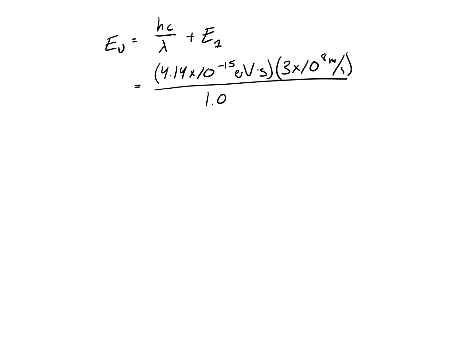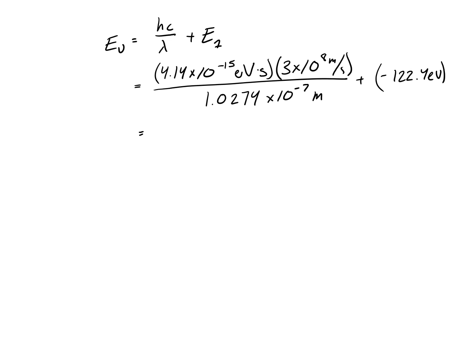Because light is in meters, I need to use my value in meters. So I think it's 7.4 times 10 to the negative 7 meters, plus the energy level for my ground state, which is 122.4 eV. So I'm going to go through, and I now need to plug all of this into the calculator.